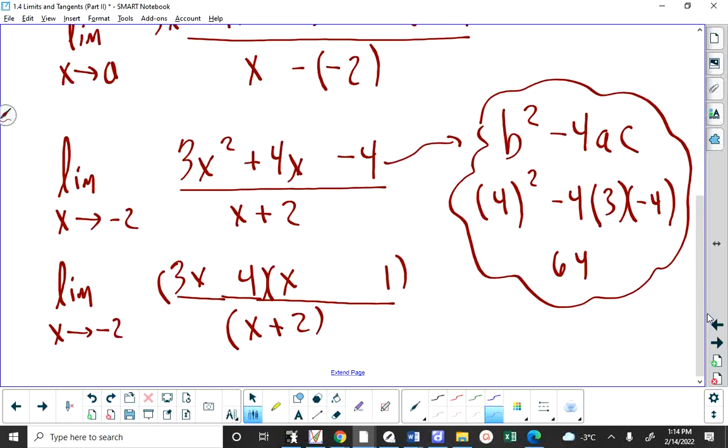Right. I know that this limit exists. We're going to go in circles again. I know that this limit exists because the tangent exists, and this is the slope of the tangent. And if the limit exists, then it's got to be possible to get rid of the x plus 2. It has to be. Which means one of the factors has to be x plus 2.